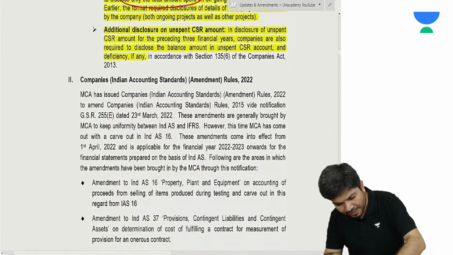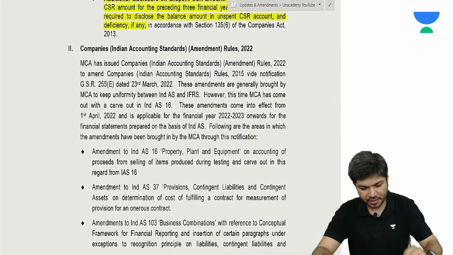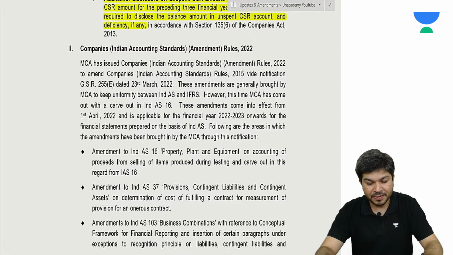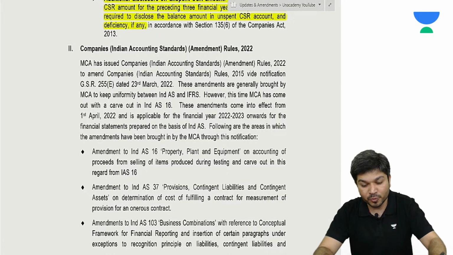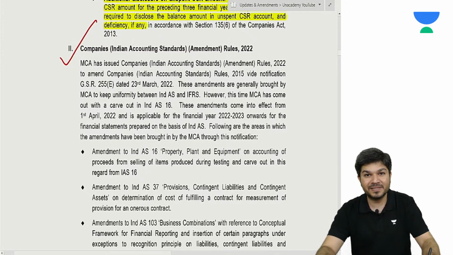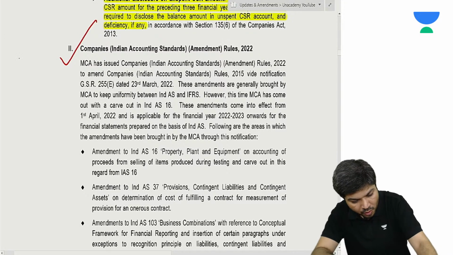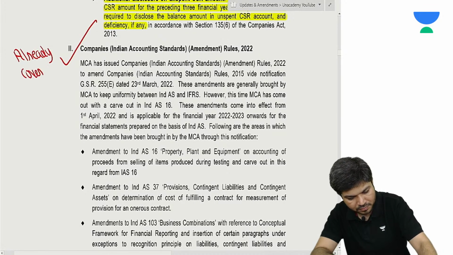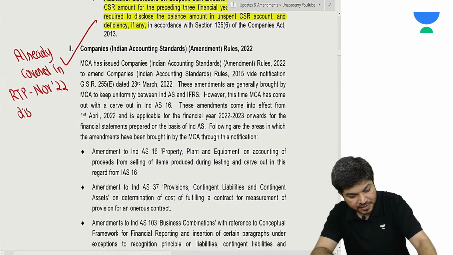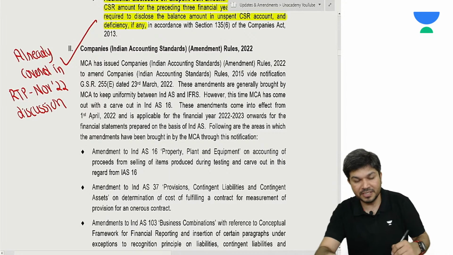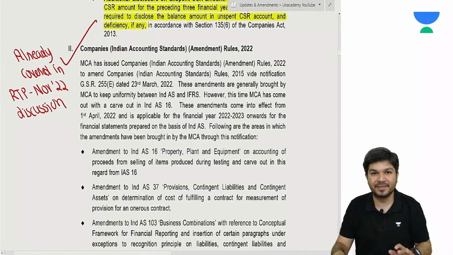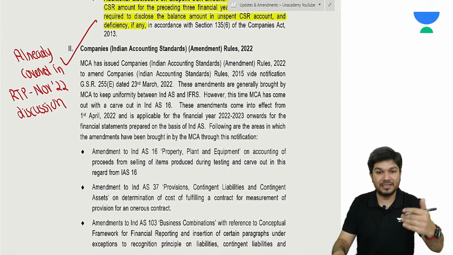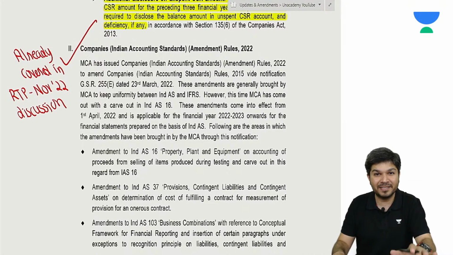Now you might see some other amendments which are given, the Companies Ind AS Amendment Rules 22. These are already covered in the RTP November 22 discussion. The same points were also there in RTP November 22. So I am not covering it again because it will take time and we will get late.